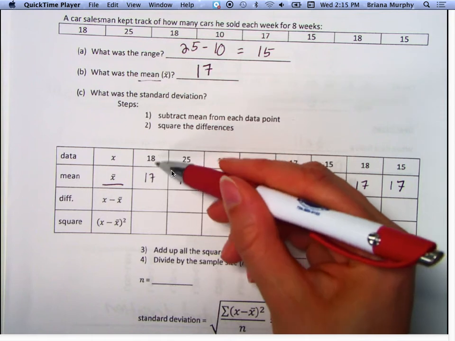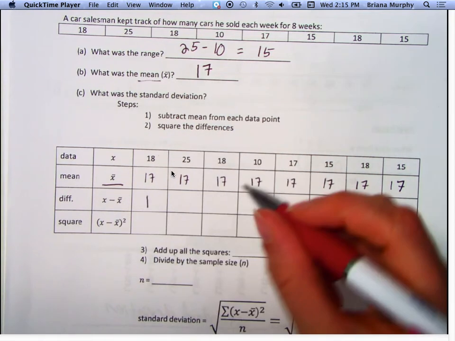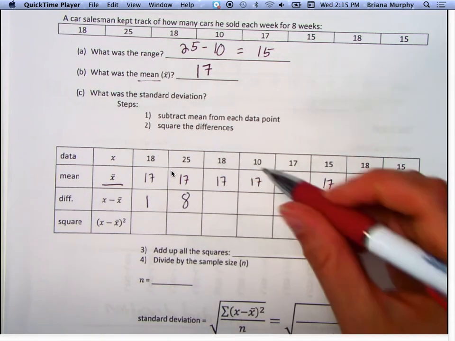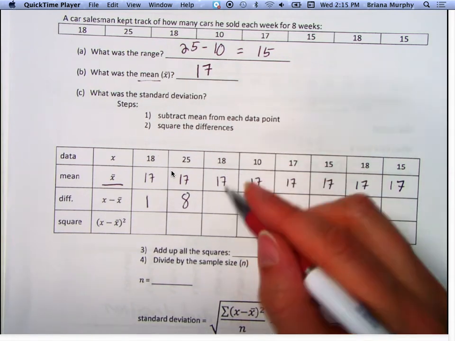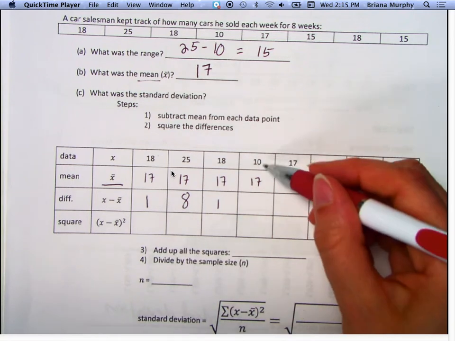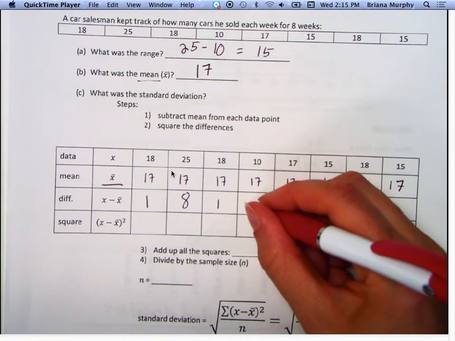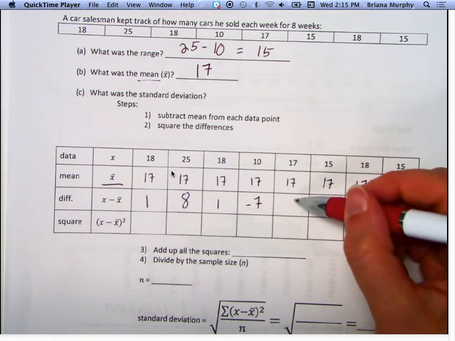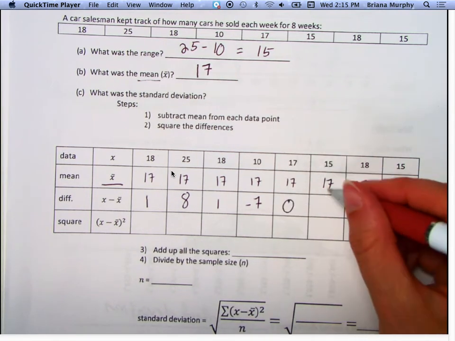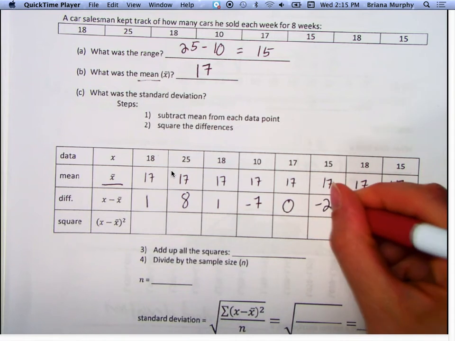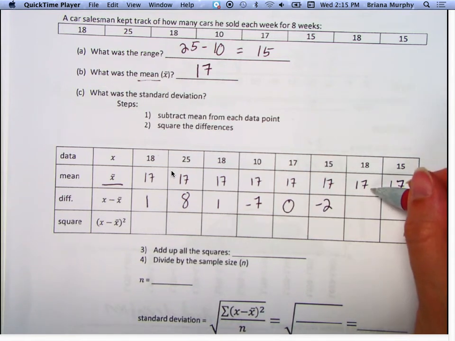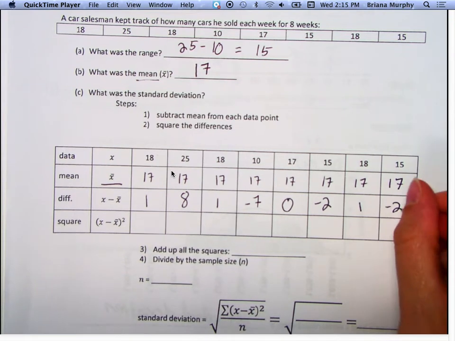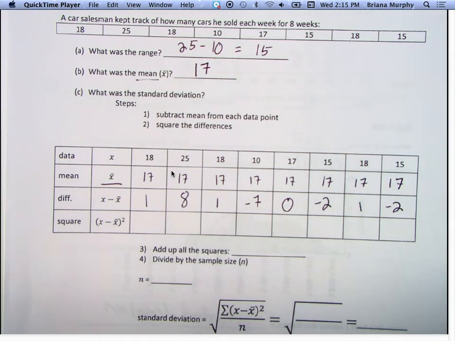What's 18 minus 17? 1. What's 25 minus 17? 8. What's 18 minus 17? What's 10 minus 17? -7. -7. What's 17 minus 17? 15 minus 17. 18 minus 17. 15 minus 17.